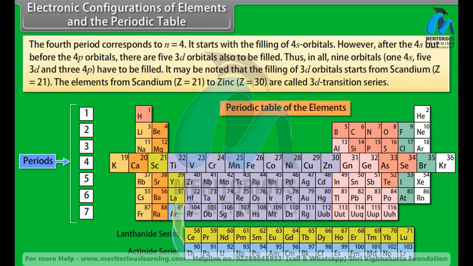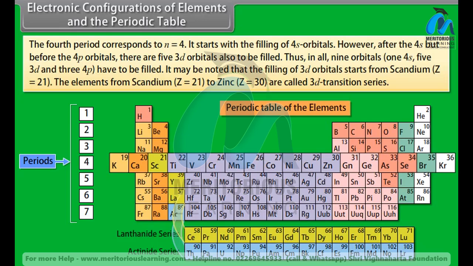The fourth period corresponds to n equals 4. It starts with the filling of 4s orbitals. However, after the 4s but before the 4p orbitals, there are 5 3d orbitals also to be filled. Thus, in all, 9 orbitals, 1 4s, 5 3d and 3 4p, have to be filled. It may be noted that the filling of 3d orbitals starts from scandium, atomic number equals 21.